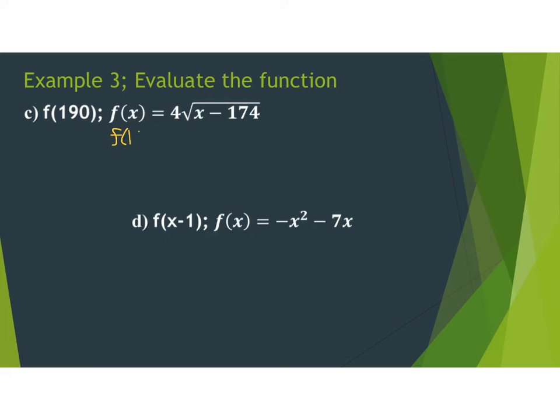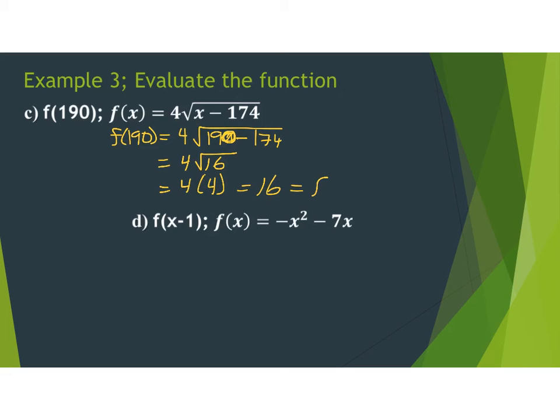So f of 190 would be 4 times the square root of 190 minus 174, which would be 4 times the square root of 16, because 190 minus 174 is 16. Square root of 16 is 4. 4 times 4 is 16. So f of 190 is 16.